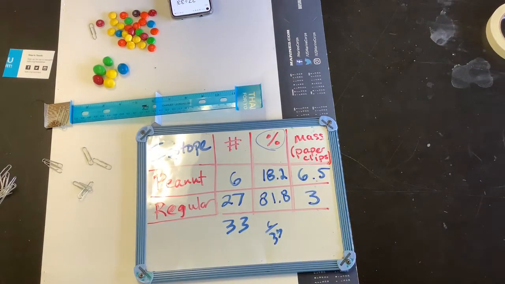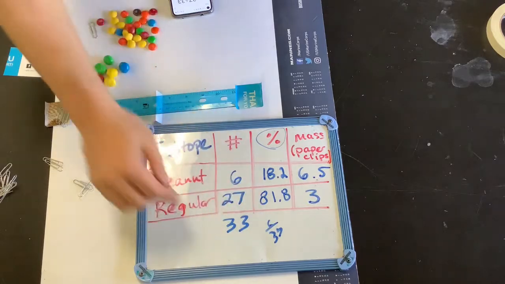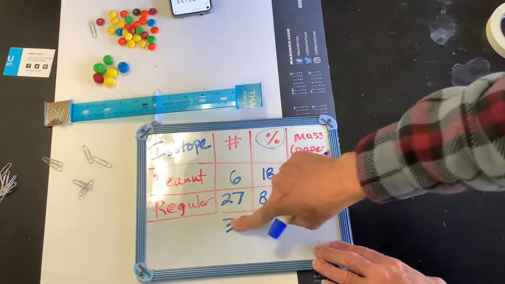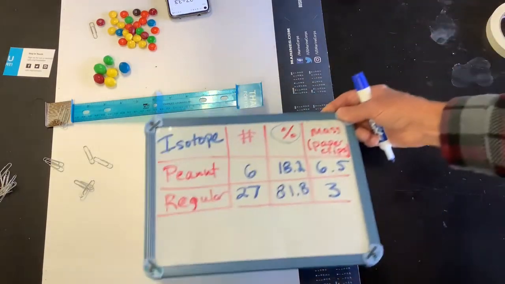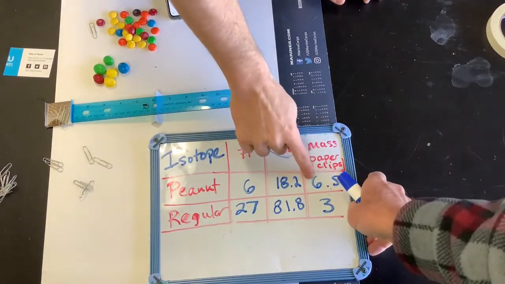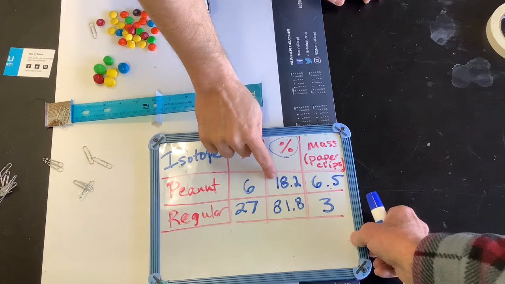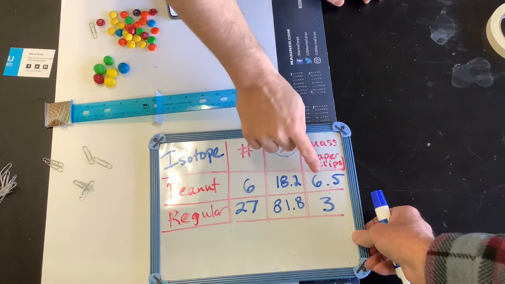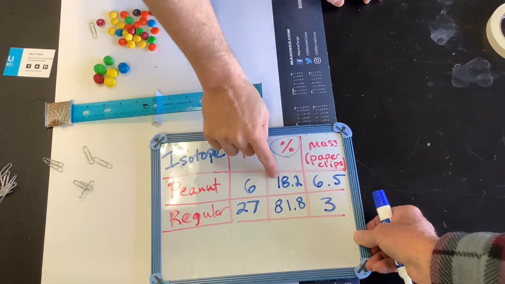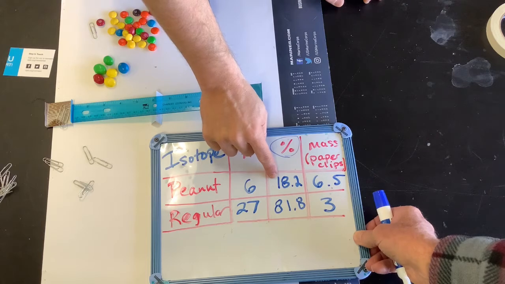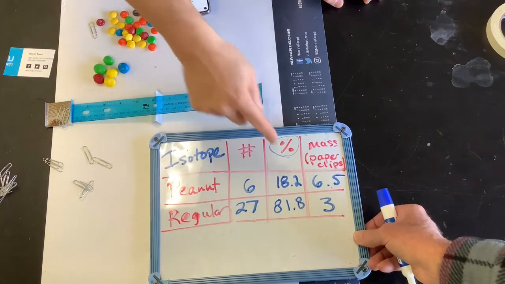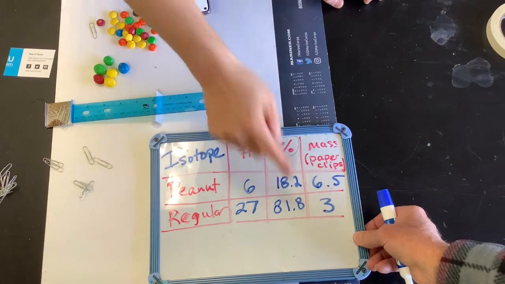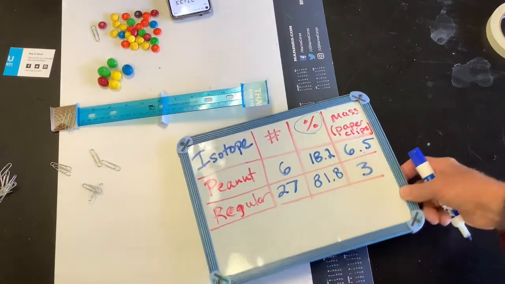Okay, and then maybe, do we have enough room down here to do our relative atomic mass? Maybe Mr. England can multiply. So what we're going to do, we're going to take the mass and multiply it by the percentage for each isotope. So mass times percent, but we're going to use the decimal form. So remove the decimal place twice, multiply, and then add them together, and that'll give us our relative atomic mass.